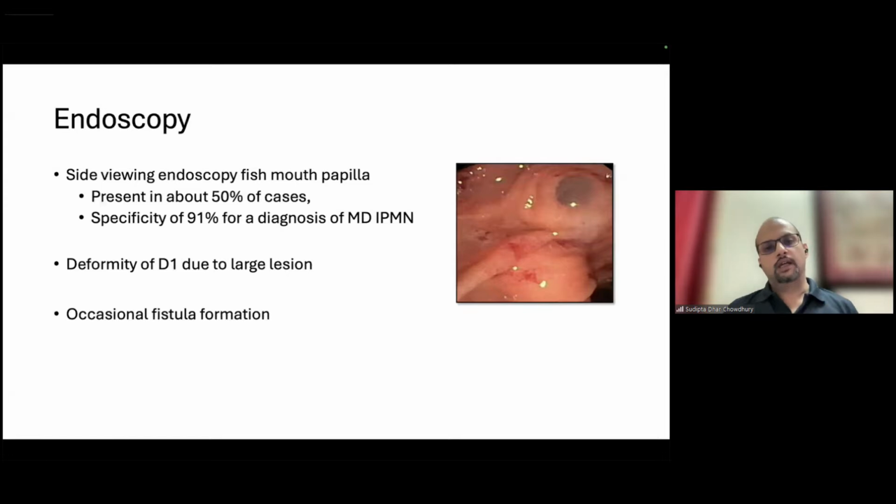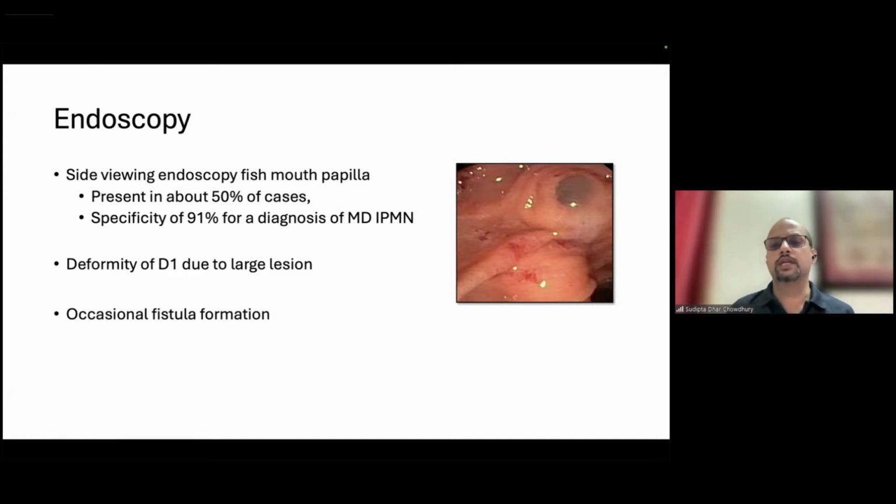So, coming from cross-sectional imaging to endoscopy. If you look at endoscopy, in IPMN we can sometimes see mucus extruding out of the major papilla. This is called the fish mouth papilla. This is seen in almost 50% of main duct IPMN, and once you see this, it has almost 91% specificity for the diagnosis of main duct IPMN.